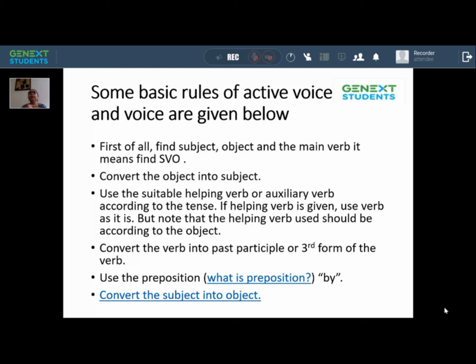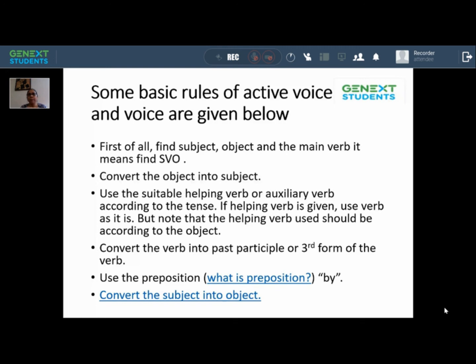We are talking about that. Whether it is first person, second person, or third person, whether it's singular or plural, that has to be kept in mind. Now the verb has to be converted into past participle or the third form of the verb. Okay, third form of the verb. So this is the rule when we are moving from active voice to passive voice.